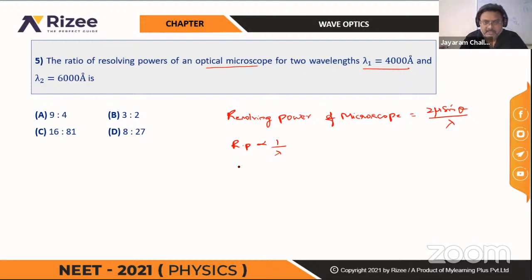Or shall I write the relationship as resolving power R1 by R2 is equal to lambda 2 by lambda 1. So lambda 2 is how much? 6000 angstroms by 4000 angstroms, which is equal to 3 by 2.